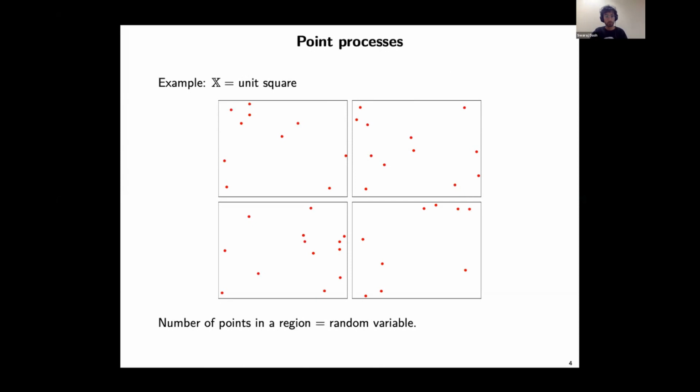So a more concrete example of a point process is this point process on the unit square, where I show 4 draws for this point process. And in each draw, we have a random scattering of points. The number of points in each draw is not a constant number. It's a random number. And in a point process, each region of this unit square gives us a random variable which describes the random number of points in this region.